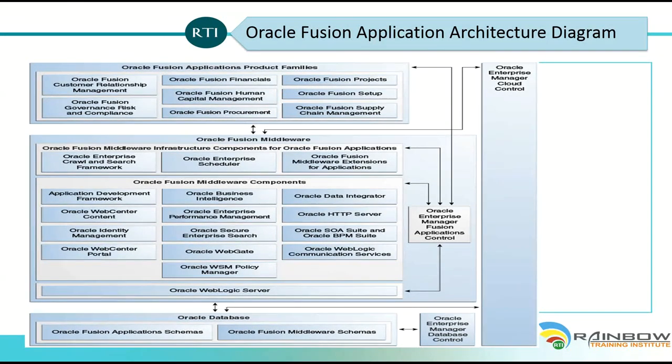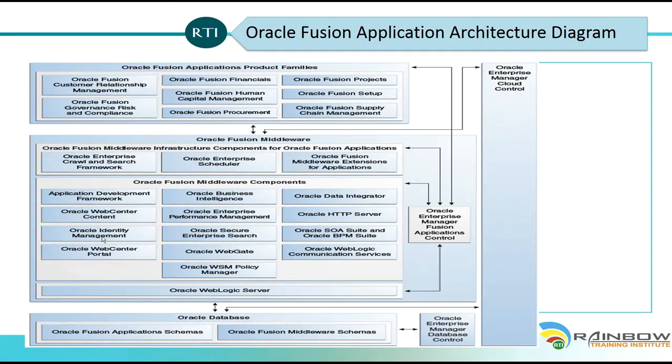Okay, so if someone logs into the Fusion application, what happens? The username and password should be sent to the Fusion application. So the HTTP server is the place which will take that username and password, and it will engage the respective Fusion applications based on the request that is received.